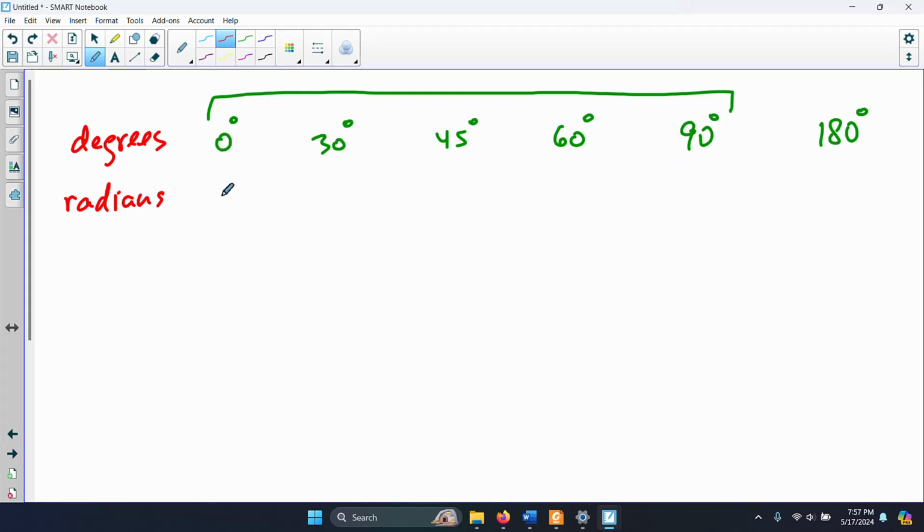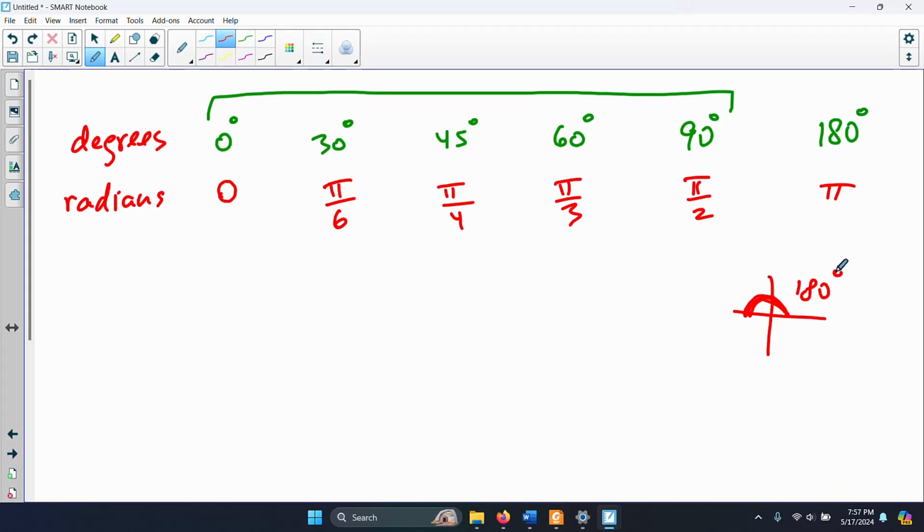Okay. So I'll just list them out. The radian measurements are 0, pi over 6, pi over 4, pi over 3, pi over 2, and lastly, pi. So half a circle, this revolution right there, is 180, but it's also pi radians, because 2 pi radians is a full revolution.